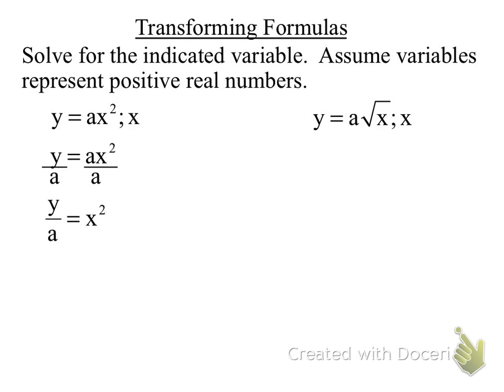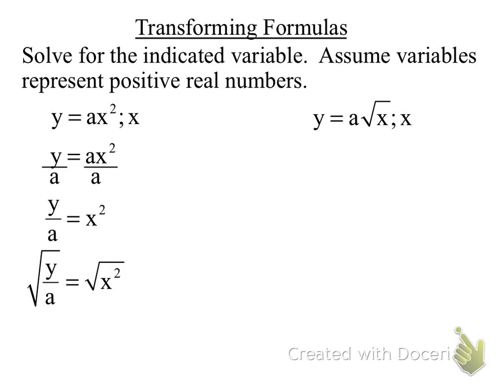And now I'm left with this. What would I do, Patrick? So x squared is equal to y over a, and then you do the radical. So we root both sides, and then x is equal to the square root of y over a.